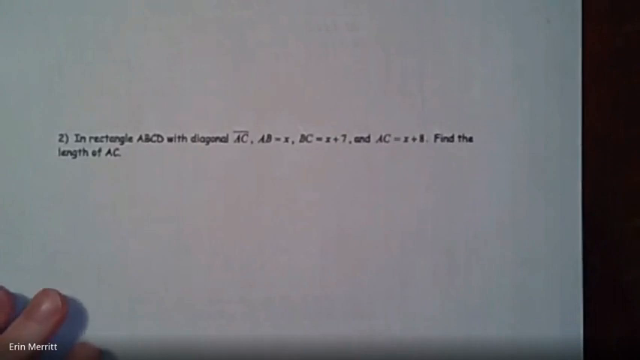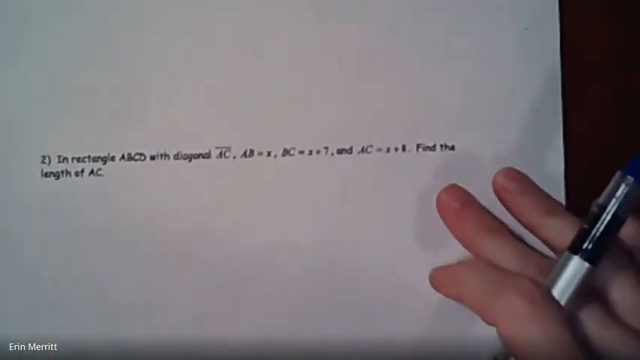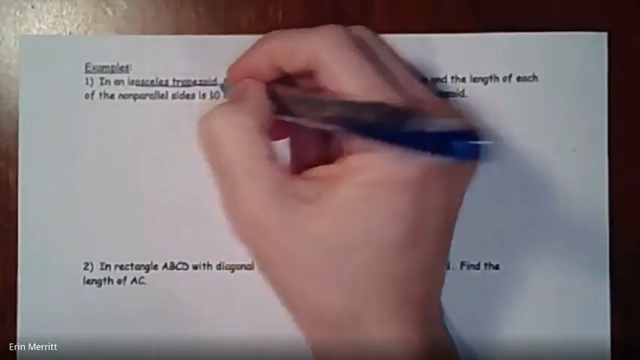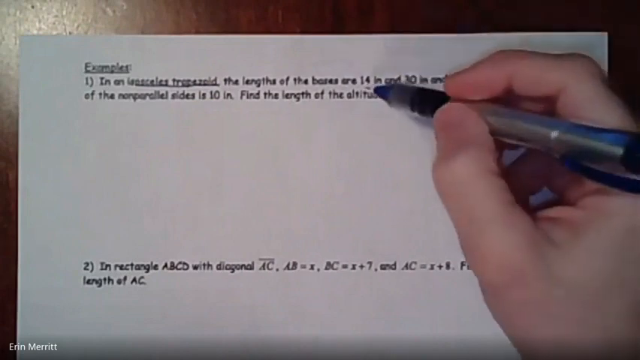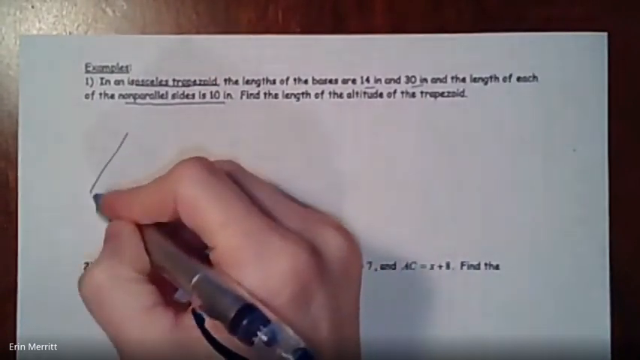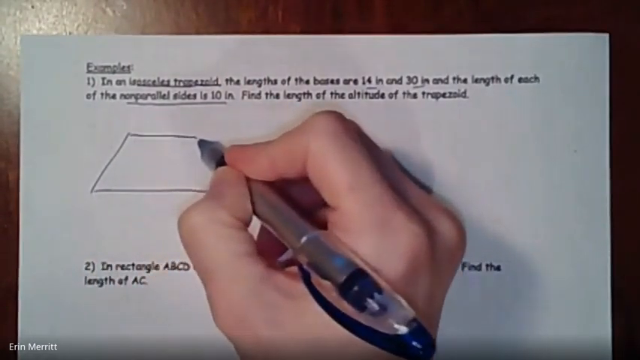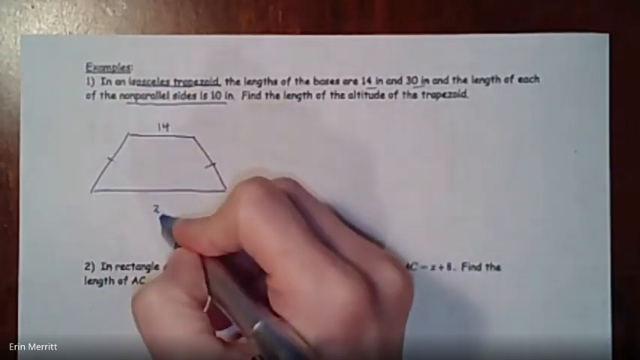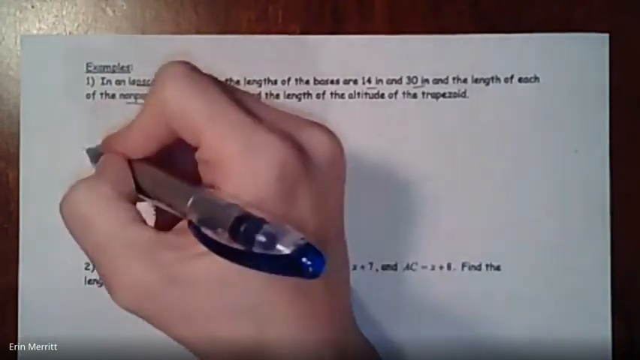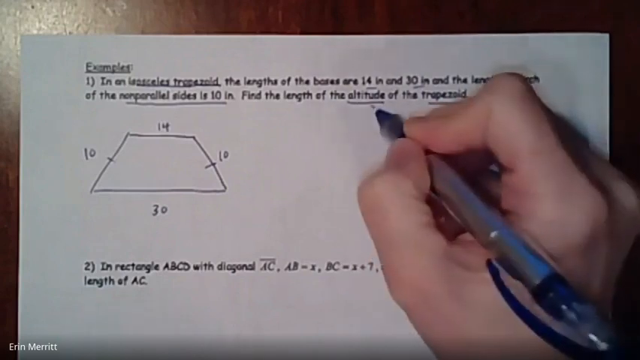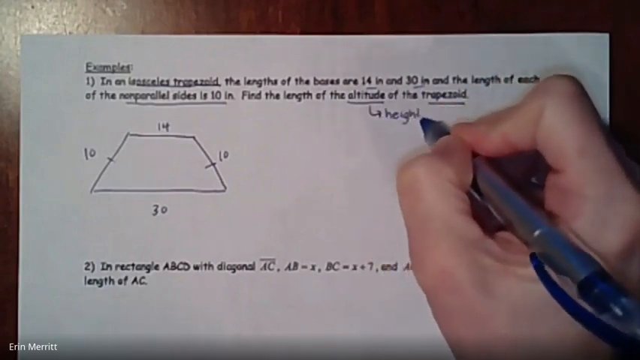All right. Flipping on over to the last page, if you can believe it. We've got 1 or 2 more questions to look at. The top one here, let me slide down. An isosceles trapezoid. We have to find the length of the altitude. The bases are 14 and 30, and the length of each of the non-parallel sides is 10. So let's sketch something here. Isosceles trapezoid means 2 equal sides. The bases are 14 and then 30, and then the non-parallel sides are 10. Find the length of the altitude in the trapezoid. All right, well, altitude is a fancy way of saying the height.